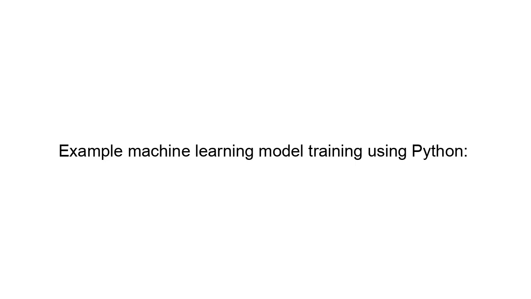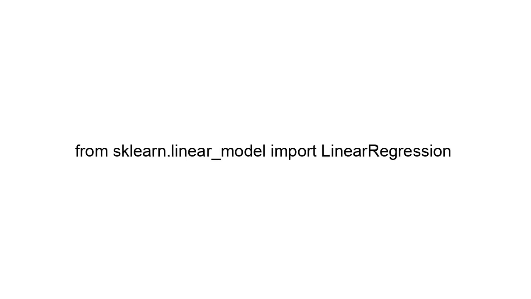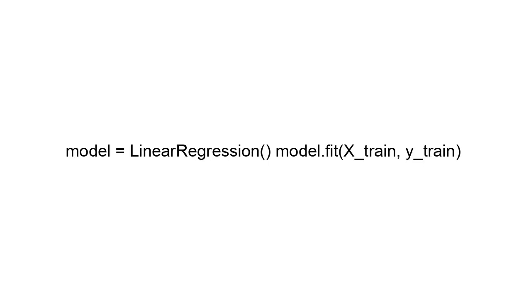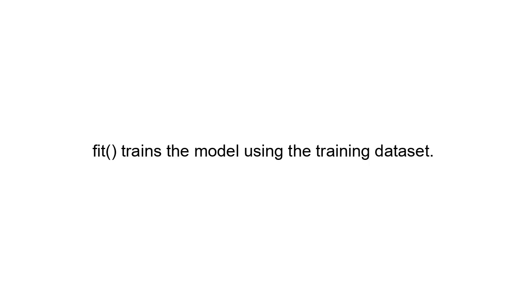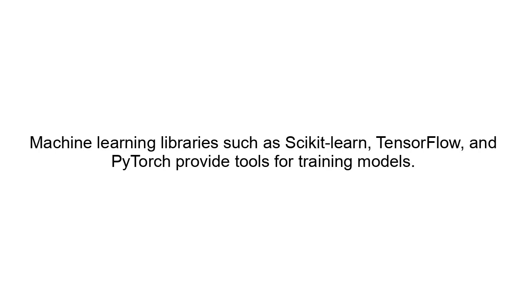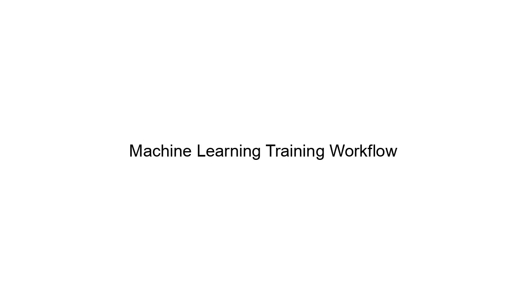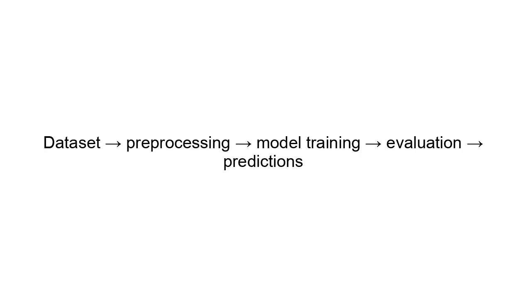Example Python code. Example machine learning model training using Python. From sklearn.linear_model import LinearRegression. model = LinearRegression(). model.fit(X_train, y_train). Here, fit trains the model using the training dataset. Machine learning libraries such as scikit-learn, TensorFlow, and PyTorch provide tools for training models.